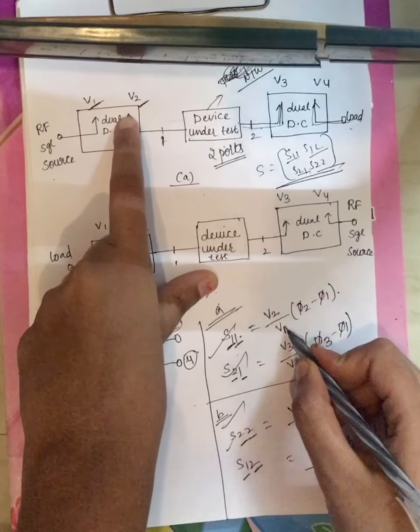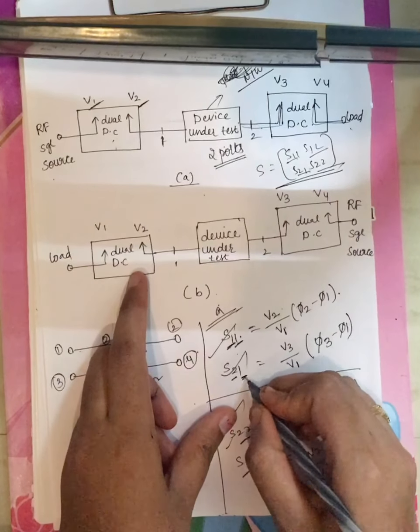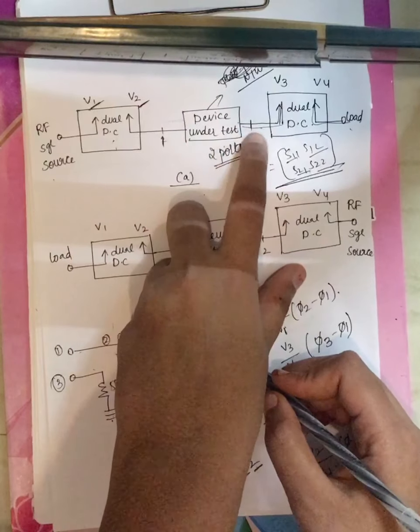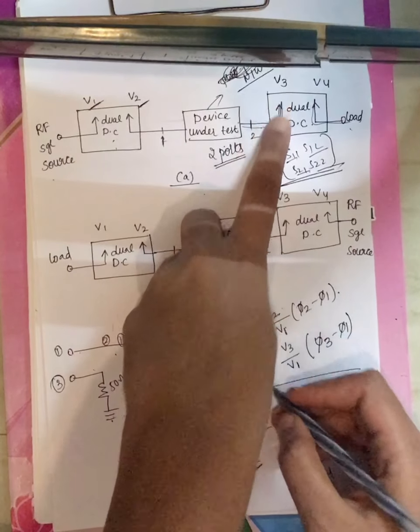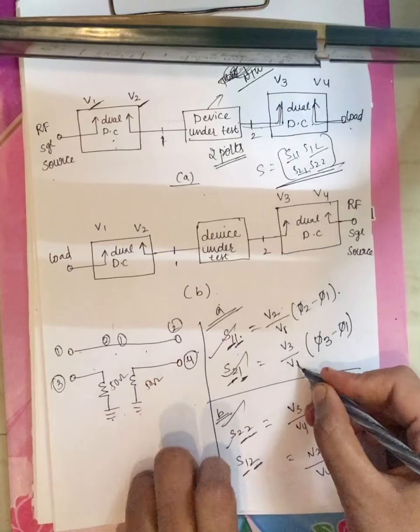Output by input, reflected power by incident power, right? Now coming to S21, input given from port 1, output collected at port 2. Now this is given to port 2. Now what is output collected at port 3? V3, reflected or output power by incident power, right?